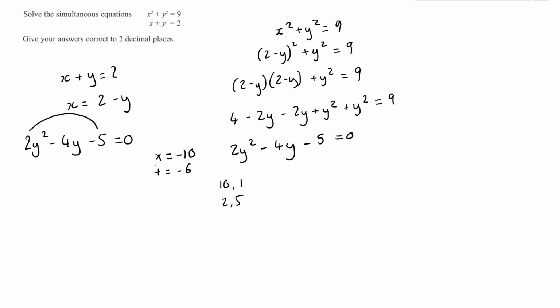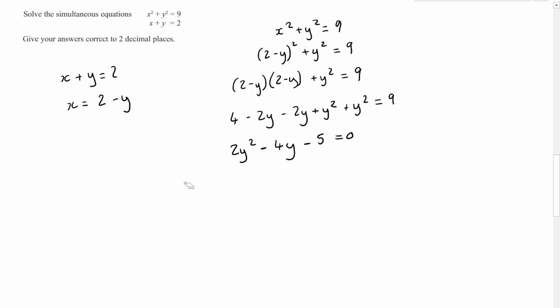Notice that they want things to a certain amount of decimal places, and this sentence is the hint. If they want decimal places, the quadratic is probably not going to simplify very nicely. So we get rid of all this, and we have to remember the quadratic formula: x, or in this case y, is equal to minus b plus or minus the square root of b squared minus 4ac all over 2a, where 2 is a, minus 4 is b, and minus 5 is c.